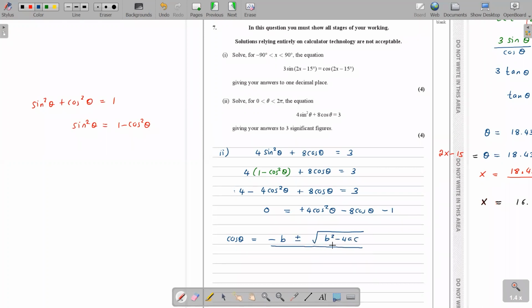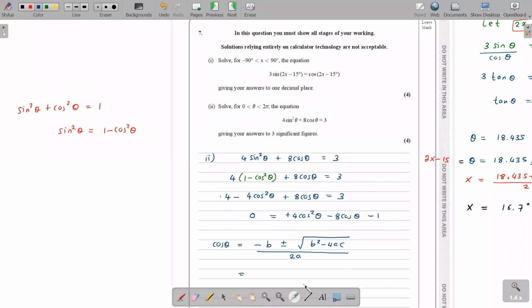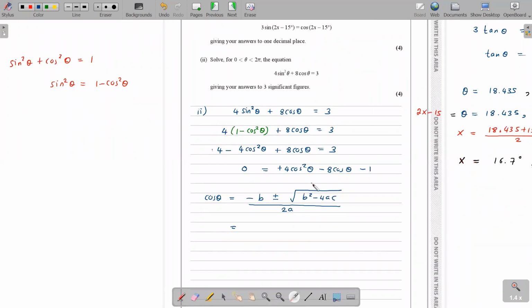Make sure you show your methods. You need to show your methods when you solve quadratic equations, okay? Otherwise, you will not get the marks if you use the calculator. They have told very clearly solutions relying on calculator technology are not acceptable. So basically, it's a quadratic equation. Just don't give ABC in the calculator and get the answer. Make sure you substitute the ABC values into the quadratic formula and actually get the answer.